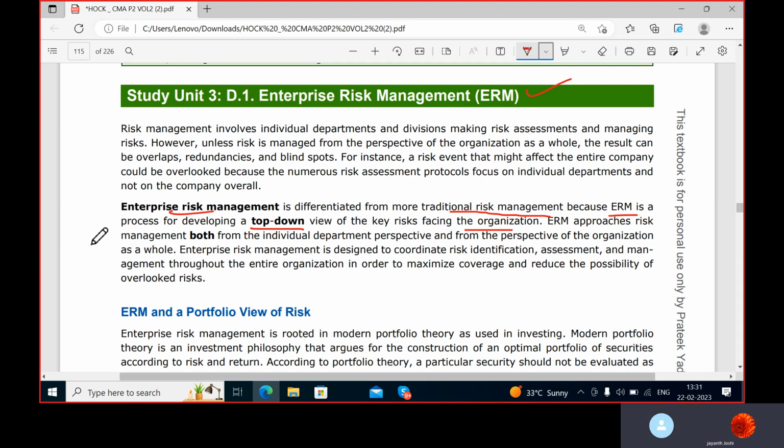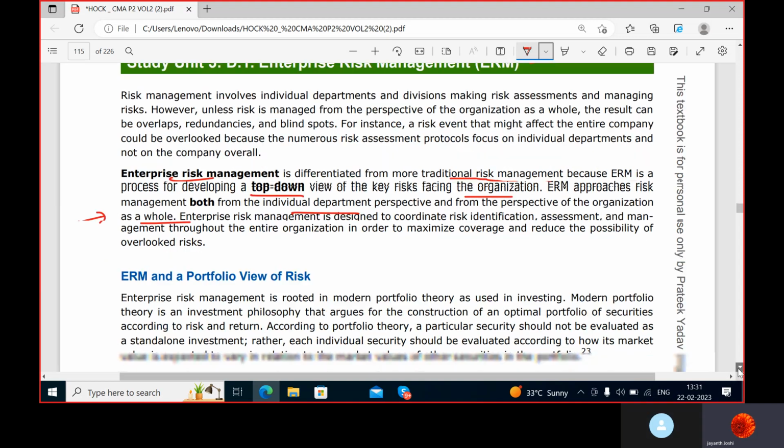ERM approaches risk management both from the individual department perspective and from the perspective of the organization as a whole. They study the specific risks for specific departments, and they also study the risk of the entire organization, the collective risks the organization is exposed to. Fine, and they'll be trying to mitigate the risk.